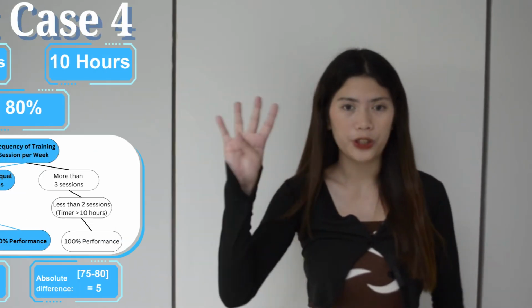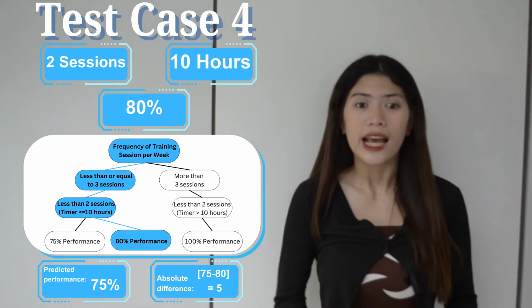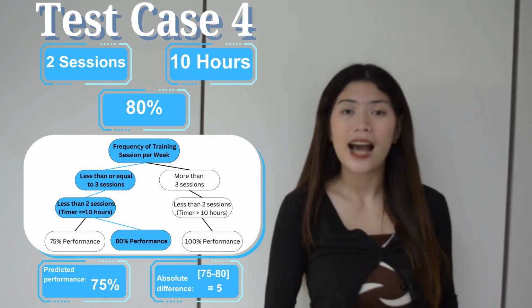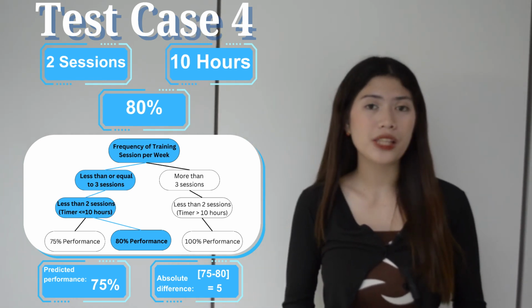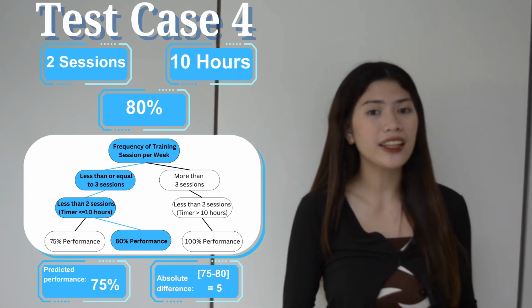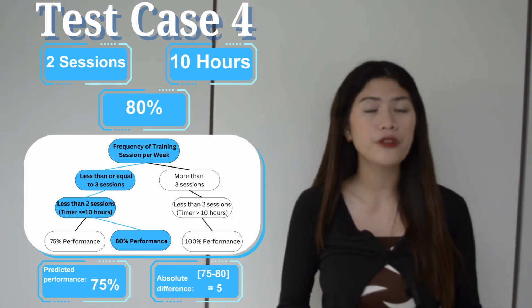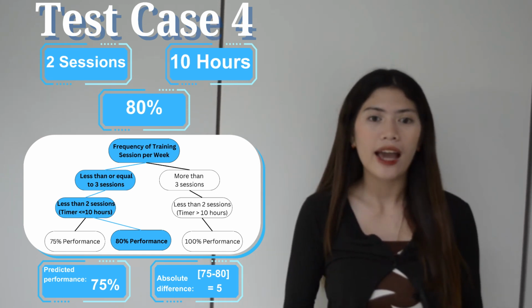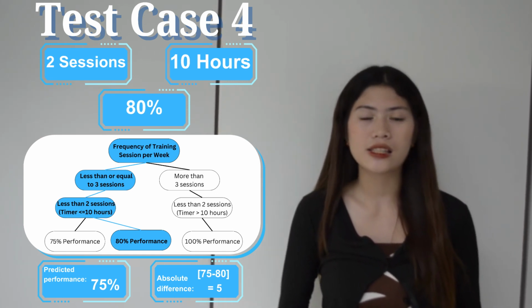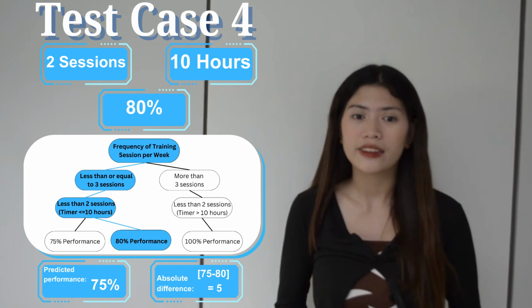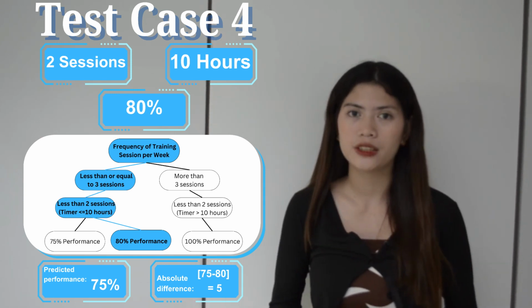Test case 4. According to the decision tree, since the dataset has a frequency of 2 sessions and time of 8 hours and a performance of 80%, the expected performance is 75% and the predicted decision is 75 minus 80. The absolute difference is 5.